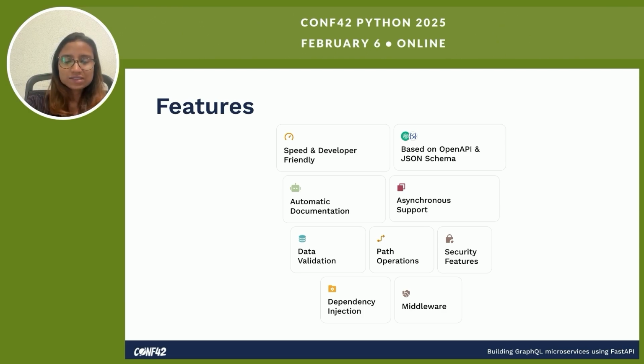So the next one is asynchronous support. FastAPI is designed to fully support asynchronous programming, allowing your application to handle concurrent tasks efficiently and improving scalability. So the next one is data validation. Pydantic ensures that all the data, whether incoming or outgoing, is automatically validated, preventing many common errors before they could even happen.